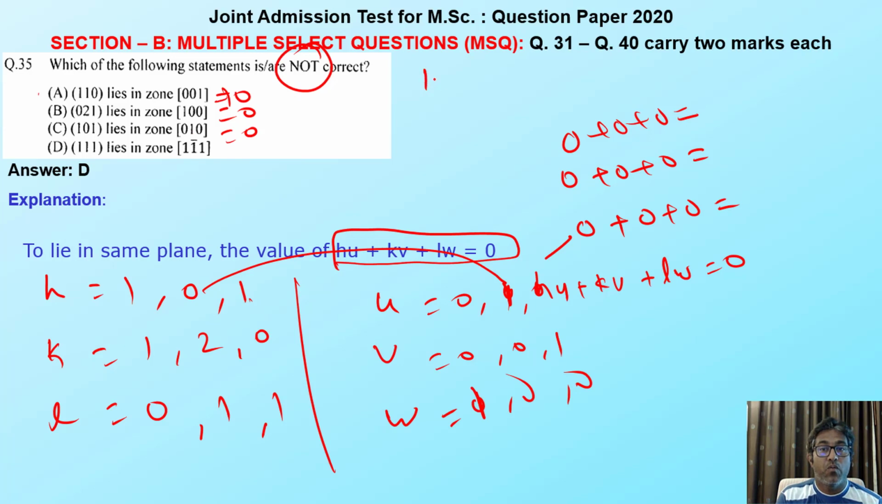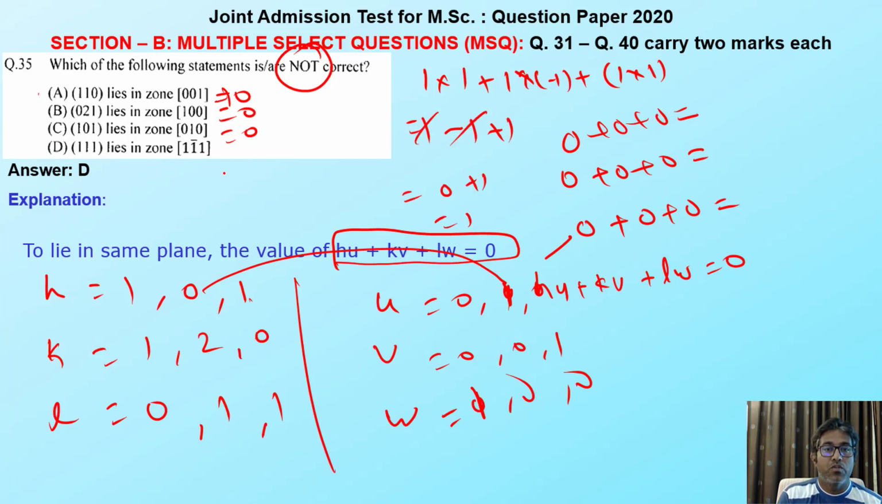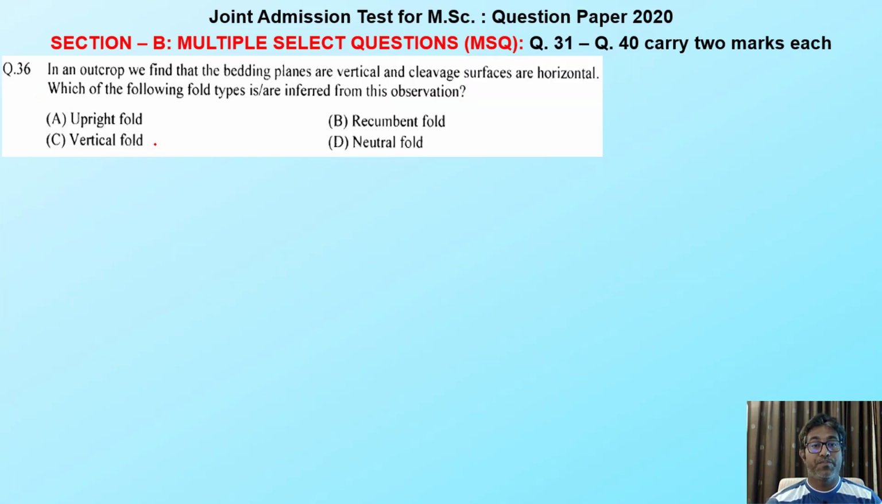The last one: 1 into 1 plus 1 into minus 1 plus 1 into 1. This is 1 minus 1 plus 1, so this is 0 plus 1, which is 1. So it is not equal to 0. This means it does not lie in that particular zone. So the option is D. This is the incorrect answer. It means this plane 1 1 1 doesn't lie in zone 1 minus 1 1. So this is a very simple question.